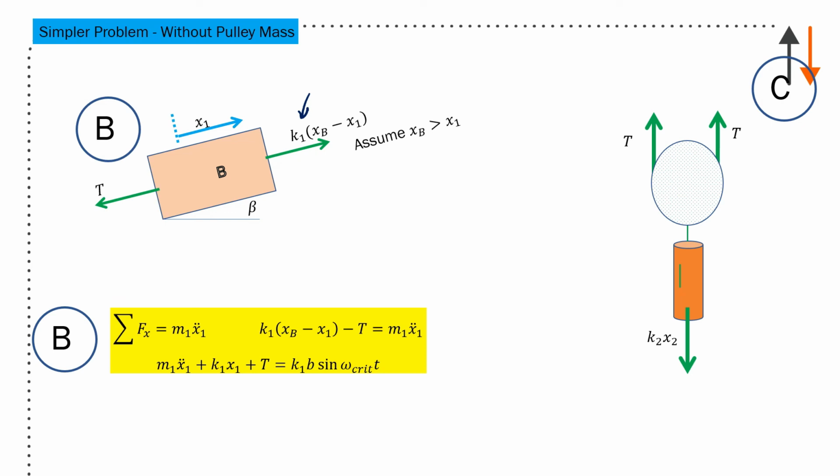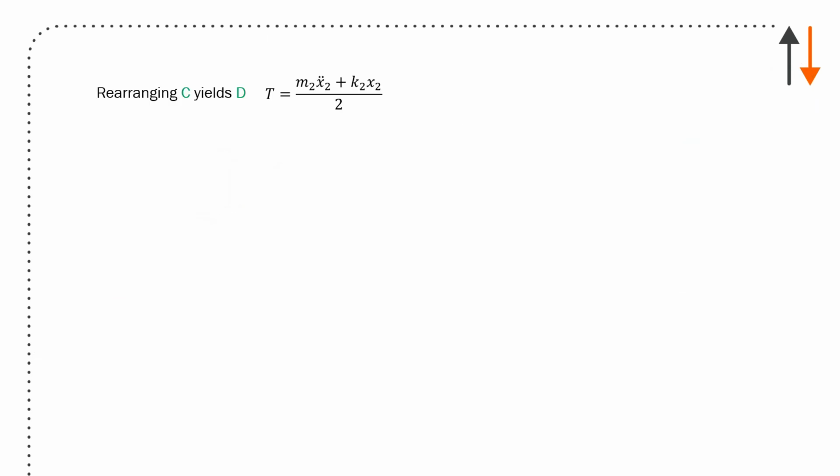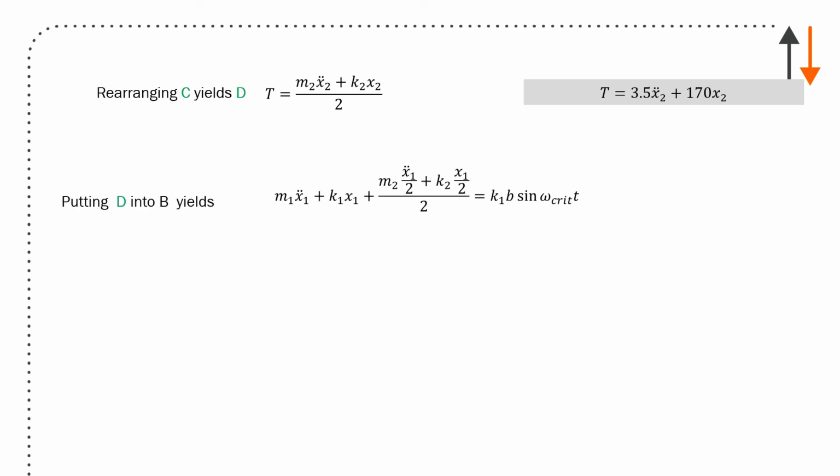On the other side, you have the same tensions acting there, and then you substitute it in, and you have two expressions with T. So you have two unknowns, T and omega critical. Rearranging everything, you get the tension is equal to m2 x2 double dot plus k2 x2 divided by 2, and T is equal to 3.5 x2 double dot plus 170 x2, putting numbers in. Putting one into the other, these two equations, you get this as your final expression.